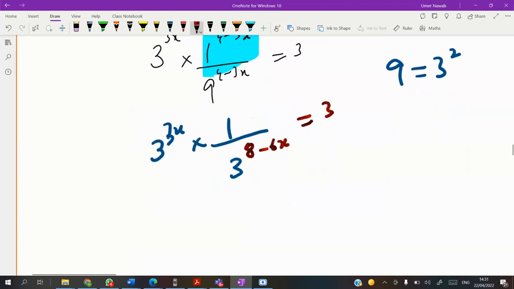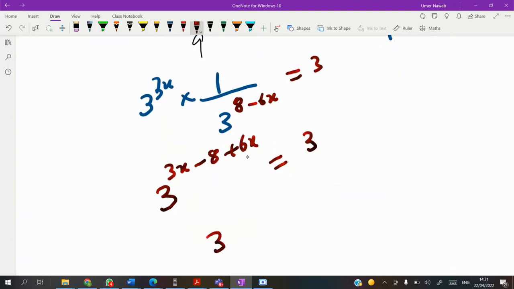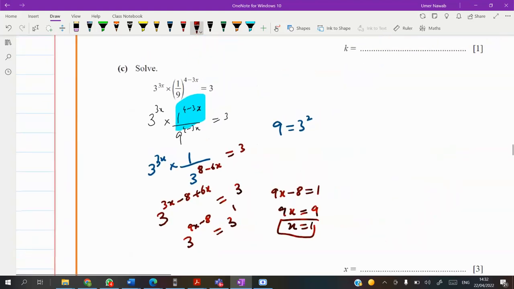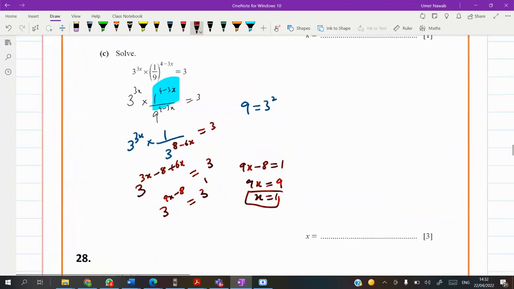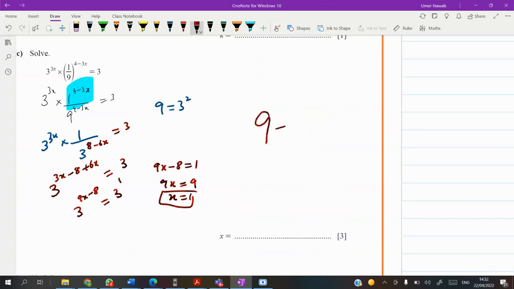Now simplify it. 3x, this is plus 8 becomes minus 8, minus 6x becomes plus 6x, it is equal to 3. Now 6x plus 3x is 9x minus 8 is equal to 3 raised to 1. So 9x minus 8 is equal to 1. 9x is equal to 9, and x is equal to 1. So this is the simplest form of this question. It has 3 marks. If a student wants to solve it with the equation solver, he can do this, but 2 marks for the method. Keep it in your mind that 9 is equal to 3 squared.